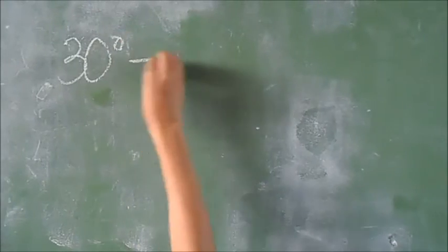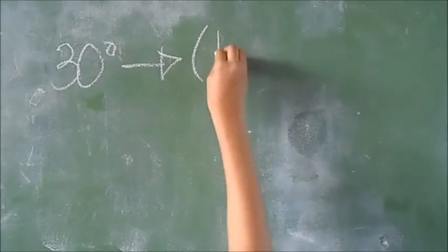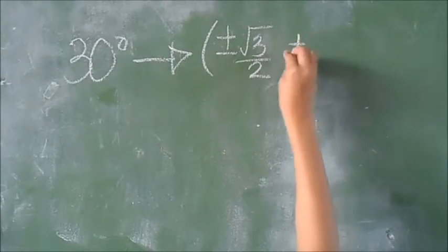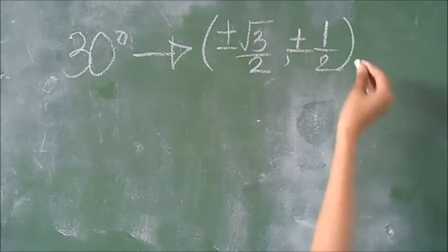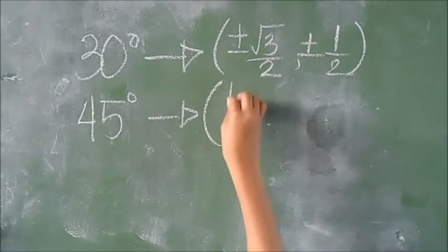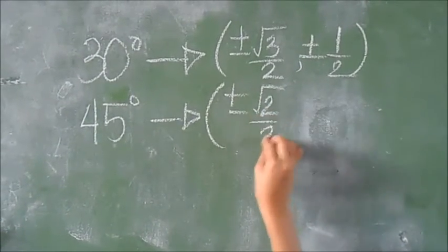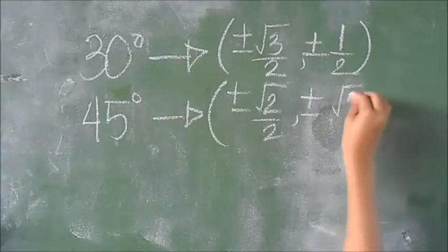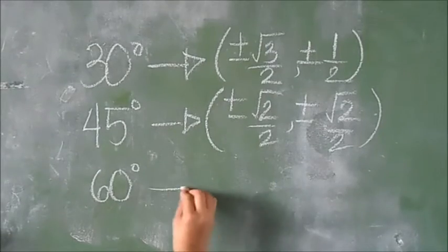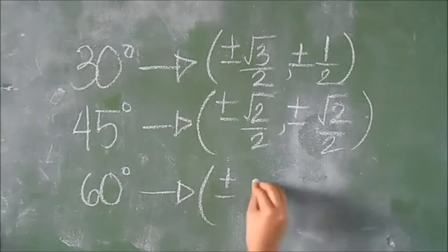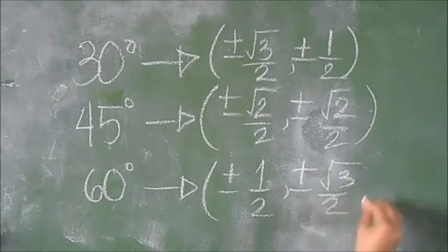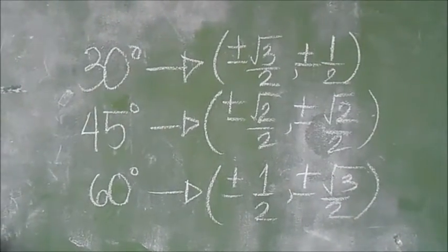For the angles that are in the same group as 30 degrees, the values are positive and negative square root of 3 over 2, and positive and negative 1/2. For the angles that are in the same group as 45 degrees, the values are positive and negative square root of 2 over 2, and positive and negative square root of 2 over 2. And for the angles that are in the same group as 60 degrees, the values are positive and negative 1/2 and positive and negative square root of 3 over 2.